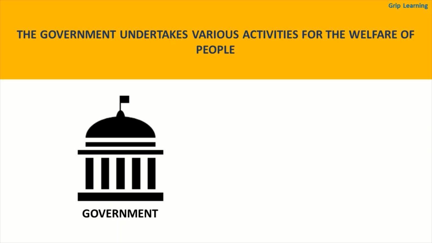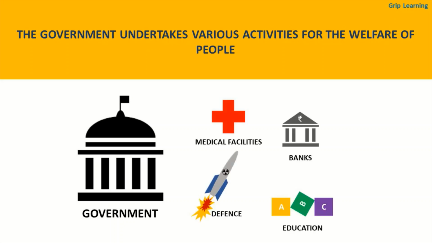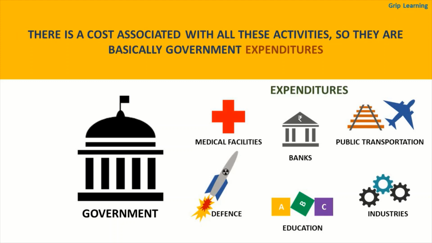The government undertakes various activities for the welfare of people. Activities such as medical facilities, defense, banks, education, public transportation, government industries and many more. There is a cost associated with all these activities, so they are basically government expenditures.